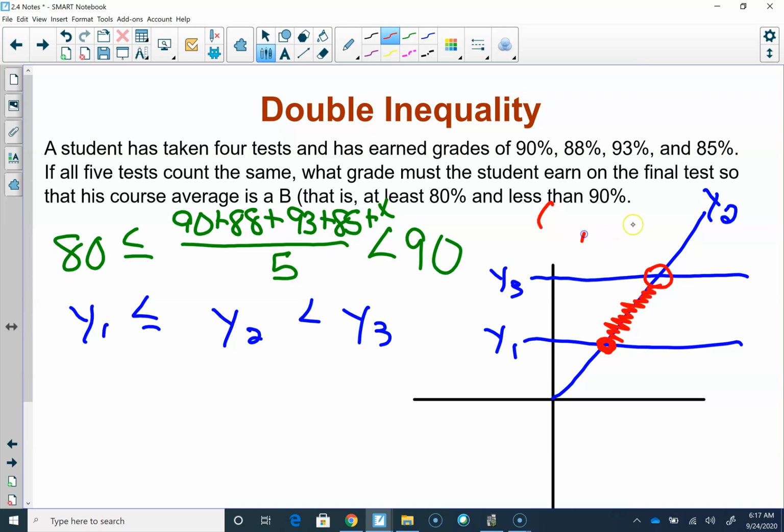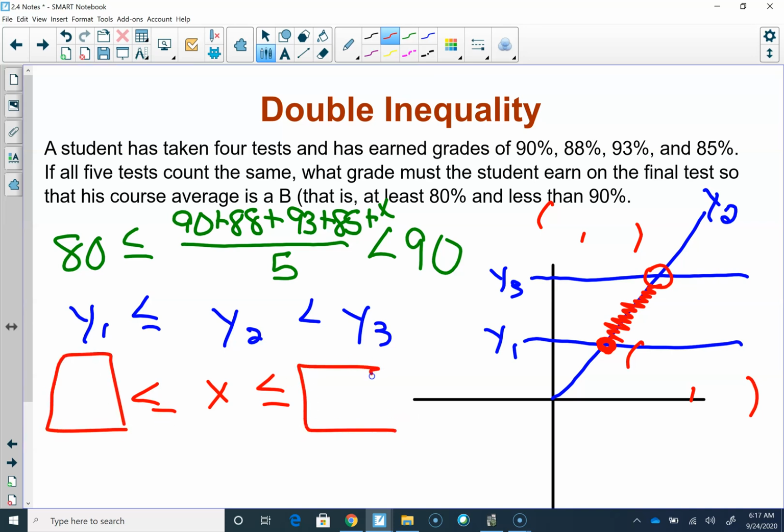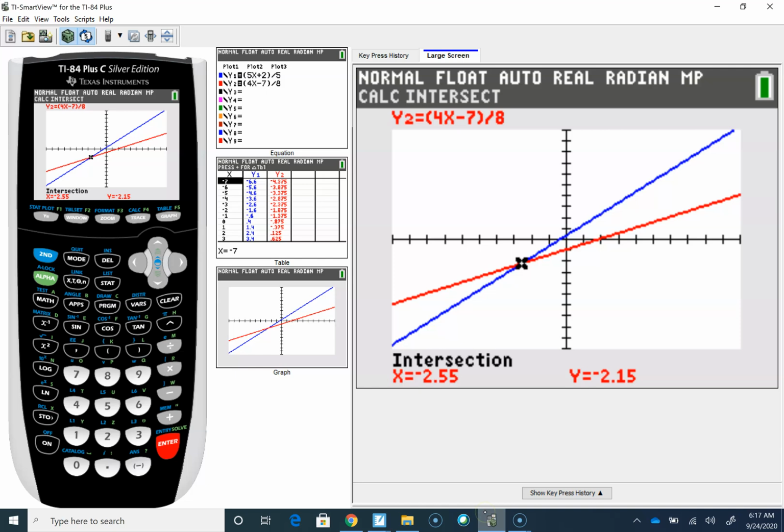So I would need to find these points of intersection so that I'm able to put in my numbers. So I need this here and this here. The x, the value of this last score, has to be between 2 numbers. All right, so let's go to our graphing calculator.